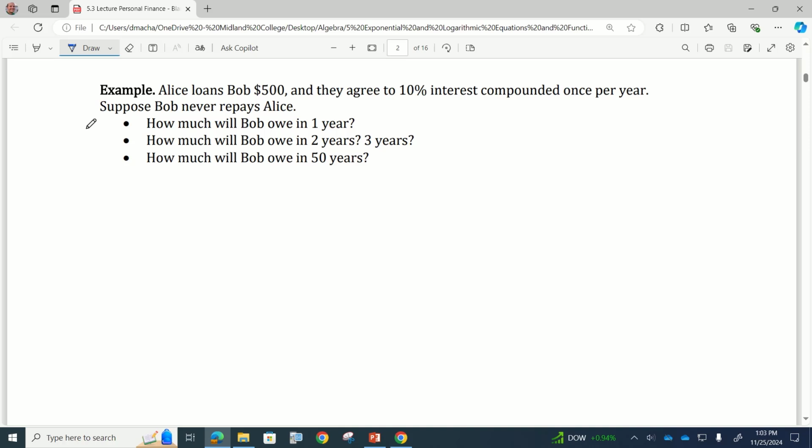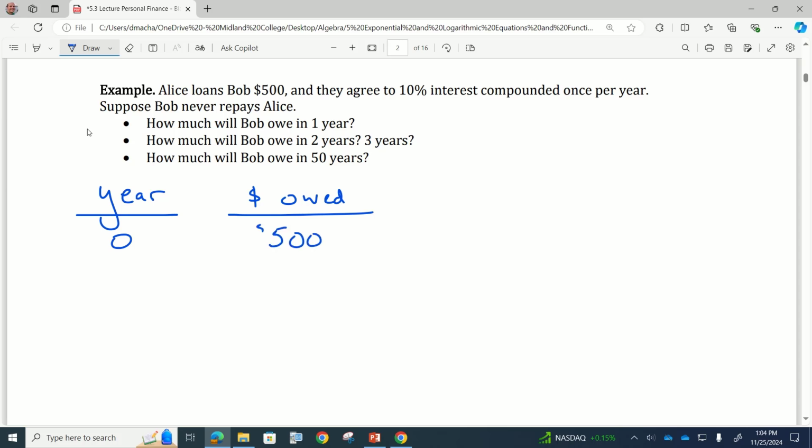Alice loans Bob $500, and they agree to 10% interest compounded once per year. Suppose Bob never repays his loan to Alice. So we're going to set up a little table. And of course, at year number 0, Bob owes $500, because that's how much money he borrowed.